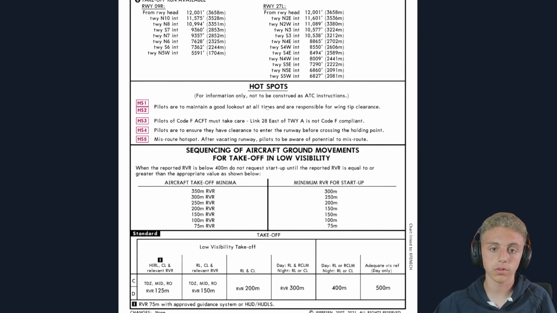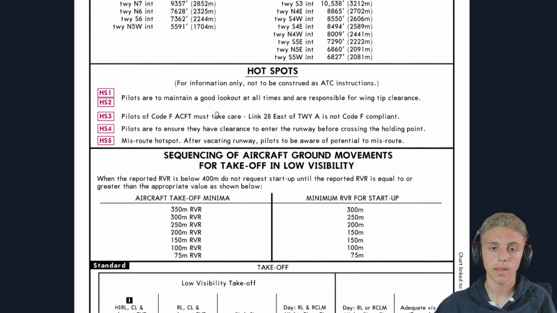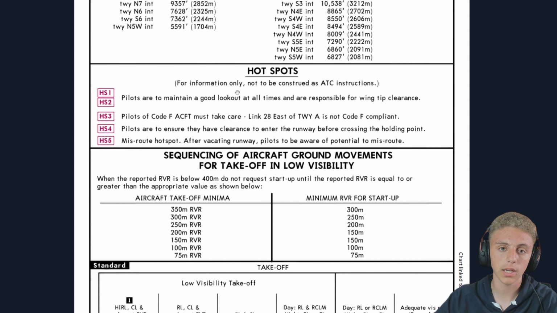Down here we have the hotspots. These are hotspots where pilots may make mistakes, may take a wrong turn, and they are quite important for pilots to know about. So pretty much on hotspots 1 and 2, pilots are to maintain a good lookout at all times and are responsible for wingtip clearance, not to collide with other aircraft. These are information only and not ATC instructions.